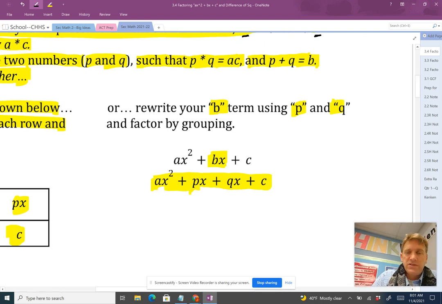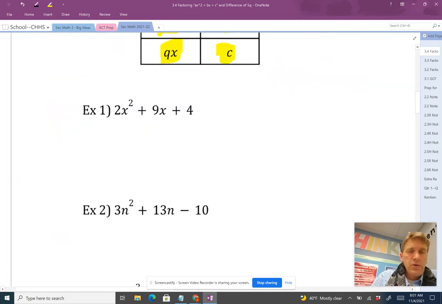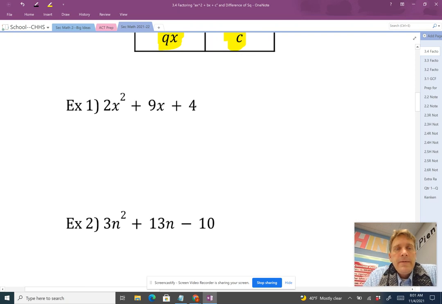Let's look at an example of that right now. So 2x squared plus 9x plus 4, and I see that there isn't a greatest common factor. 2 won't go into 9 without a remainder, and they don't all have an x, and so there is not one greatest common factor amongst all 3 terms.